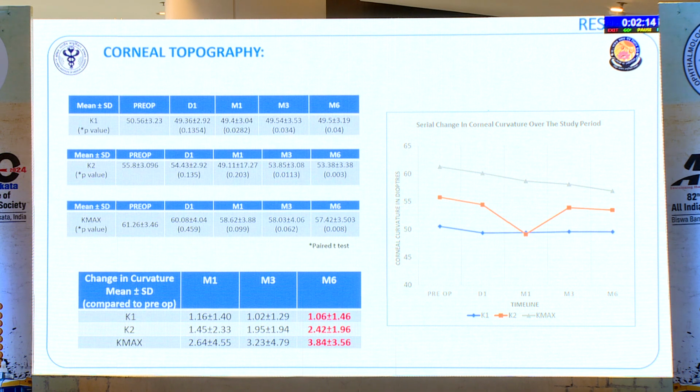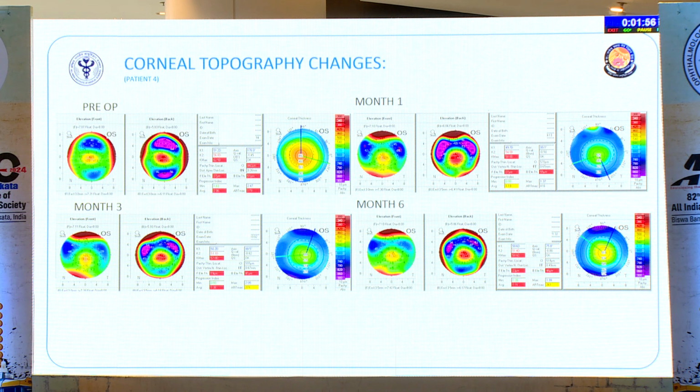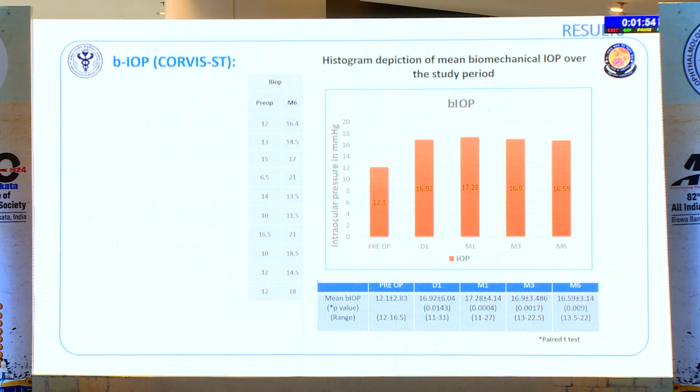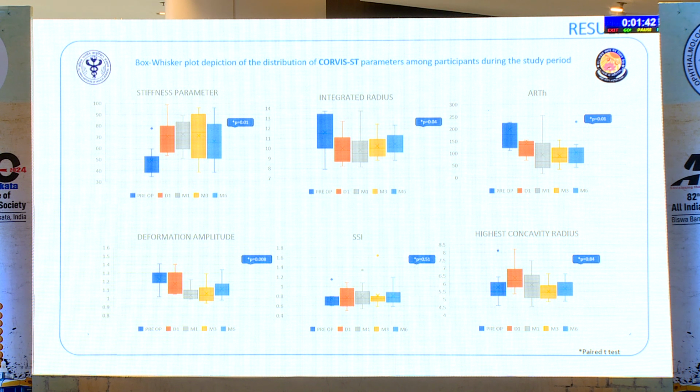If we look at the corneal topography changes, K1 showed a mean change of 1.06 diopters at 6 months postoperatively, with K2 showing a change of 2.42 and Kmax showing a change of 3.84 diopters. And all of these changes, as you can see in these tables, were statistically significant. These are the topography maps of the same. If we look at the biomechanical IOP, the IOP had risen significantly to 16.59 ± 3.14 millimeters of mercury, which can be attributed to the increase in the central corneal thickness.